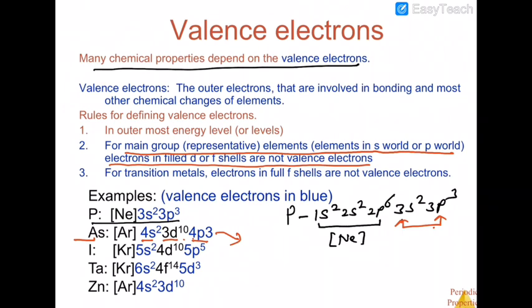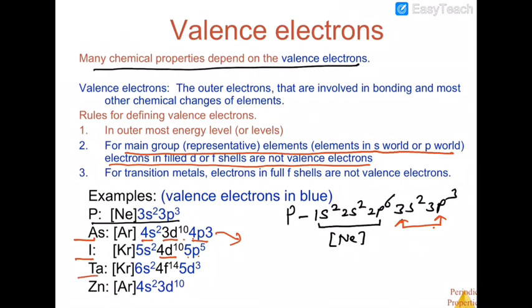I am repeating once more. In s block and p block elements, the filled d and f orbitals are not taken as valence electrons. Similarly, in iodine also, the valence configuration is what? Krypton, that is 36, 5s2, 4d10, 5p5. 4d10 in iodine should not be taken as valence electron.